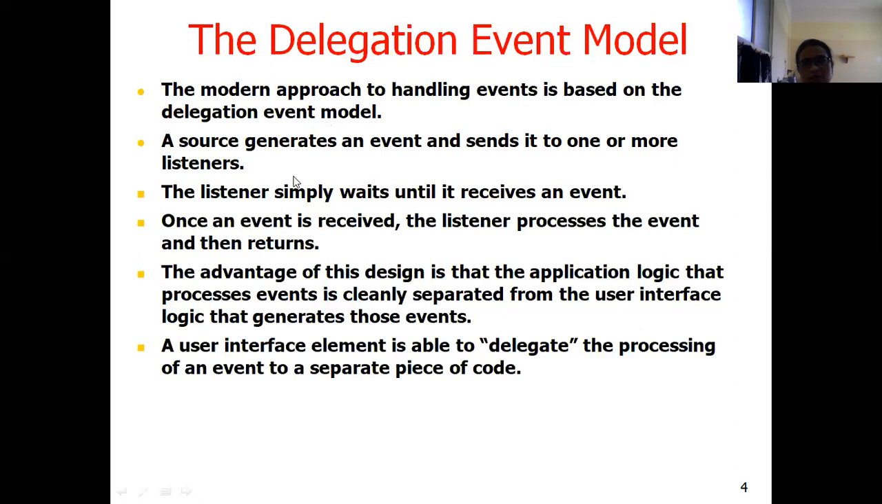One or more listeners. So what is actually the source? What is an event? What are the listeners? We'll discuss. A listener simply waits until it receives an event. Let's consider an example of the source as one node and the listener as a separate node. The source generates an event. Consider me as a source, and a switch is the event which I am generating. Once a switch is on or off, I have to send it to the listener.